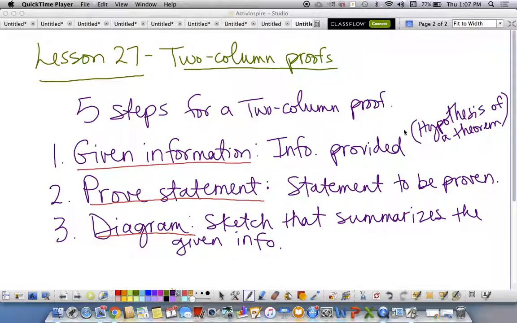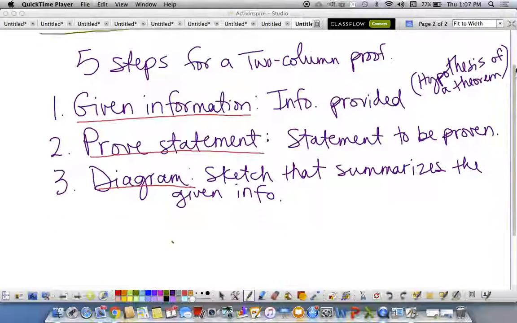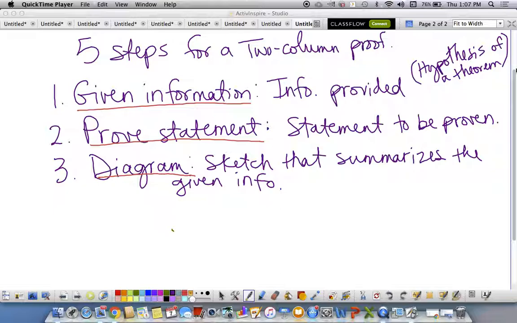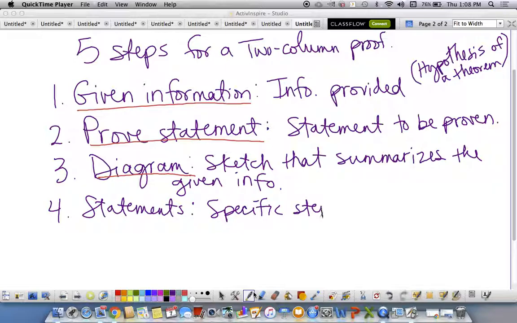The next 2 steps will be what goes in your columns, your 2 columns. On the left side, you will have your statements. Your statements are your specific steps that are written in the left-hand column.